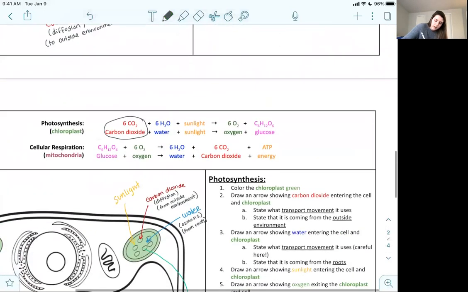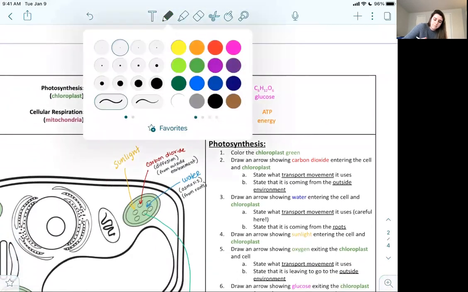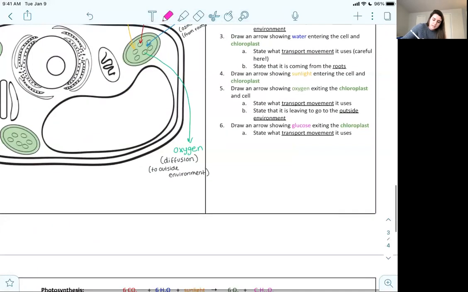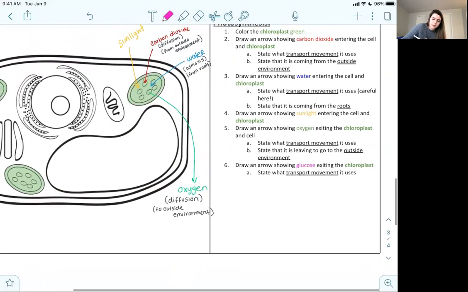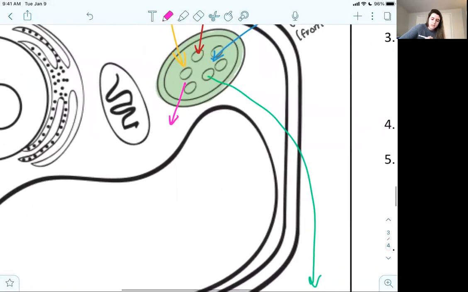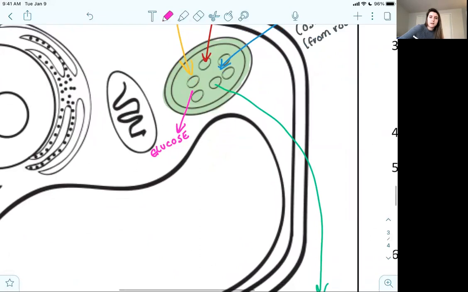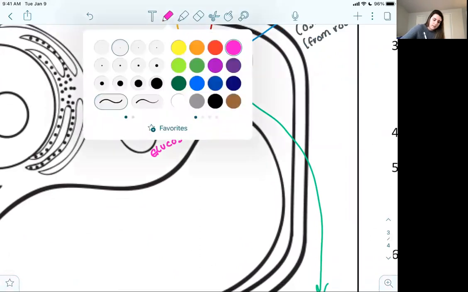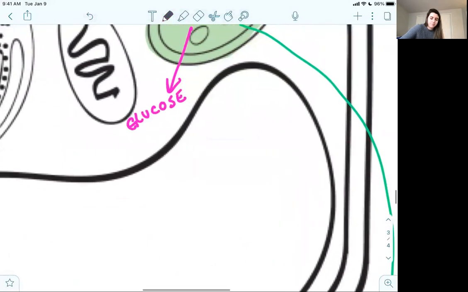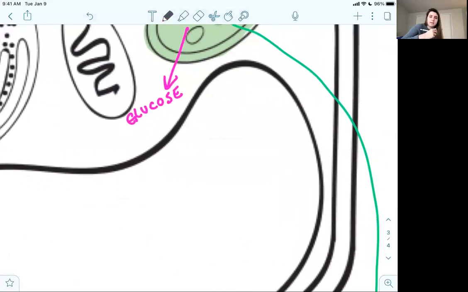Last but not least, our final output, we've got water and sunlight in there. We've shown oxygen leaving. Now we have to show glucose leaving. So step number 6 says draw an arrow showing glucose exiting the chloroplast only, because this goes right into the cellular space here, which is called the cytoplasm. So this is my glucose molecules. Glucose exits the chloroplast, but stays in the cytoplasm. And it says that we need to label the type of movement that this process is using. And glucose always is using facilitated diffusion.